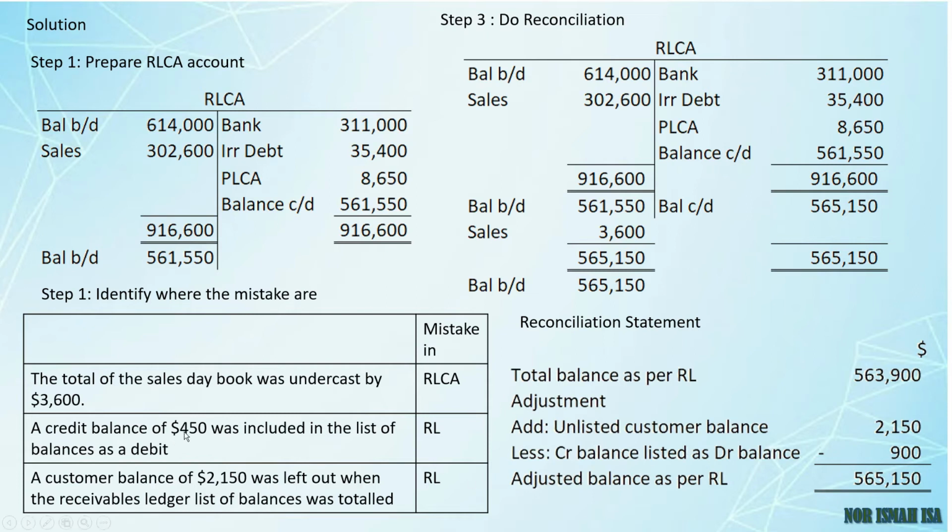The amount balance is 450. This amount should be recorded as negative, so you will get the correct amount. As for the reconciliation statement, we minus back this amount, which is 900. After doing this, we calculate the total amount. So we get 565,150, which is similar to the adjusted amount of the receivable ledger control account. So this is how to do reconciliation for the control account.